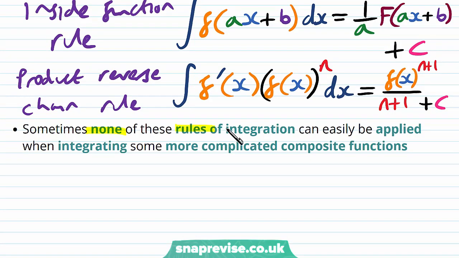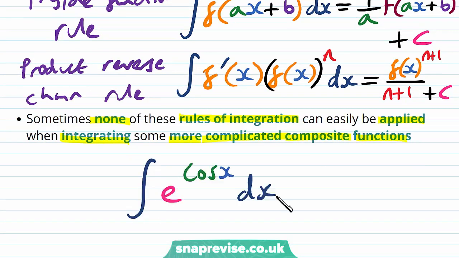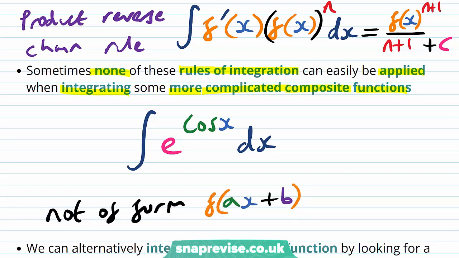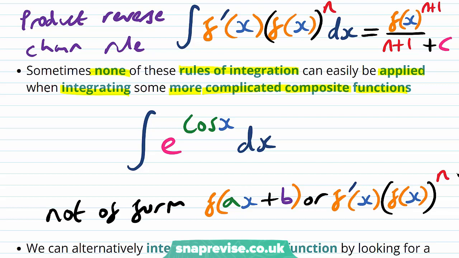Sometimes none of these rules of integration can be easily applied when integrating some more complicated composite functions. For example, how would you integrate e to the power of cos x using these rules? E to the power of cos x is not of the form f of ax plus b, nor is it of the form f prime of x multiplied by f of x to the power of n. And as such, we cannot use either of these rules in order to calculate this integral.